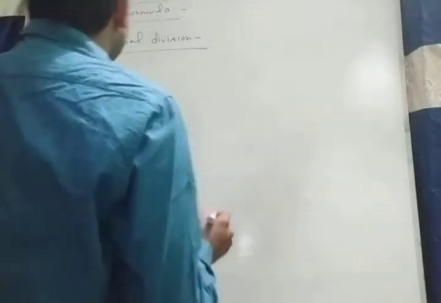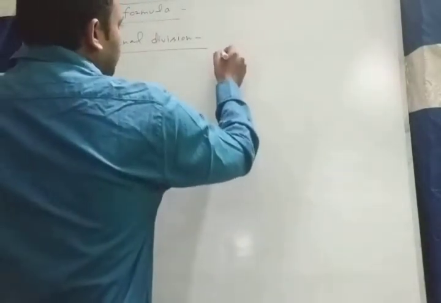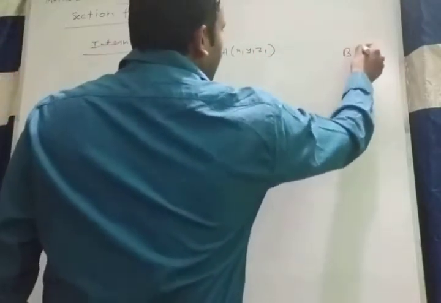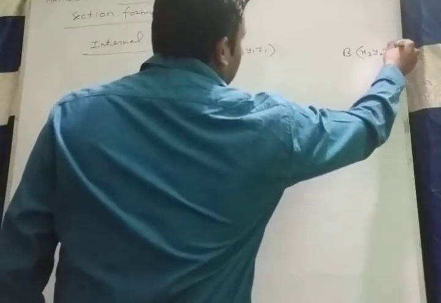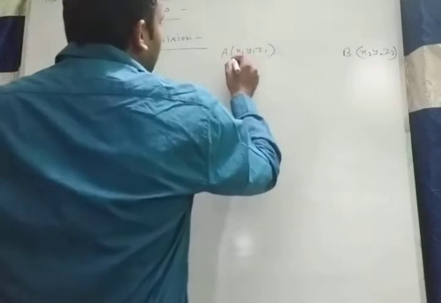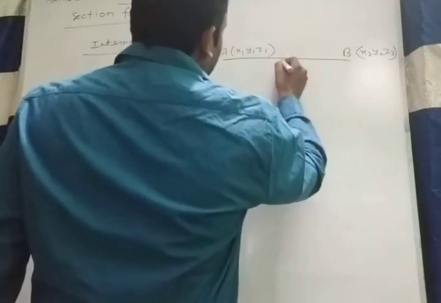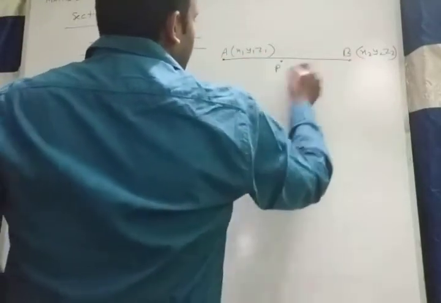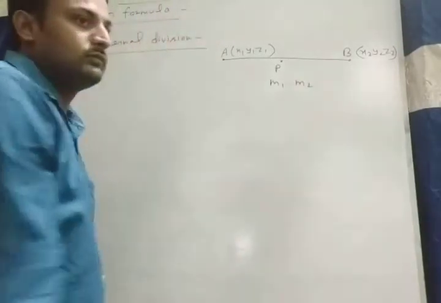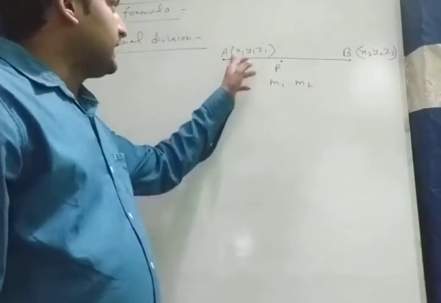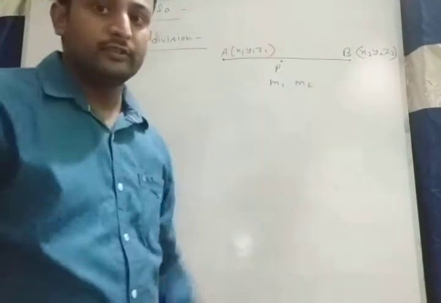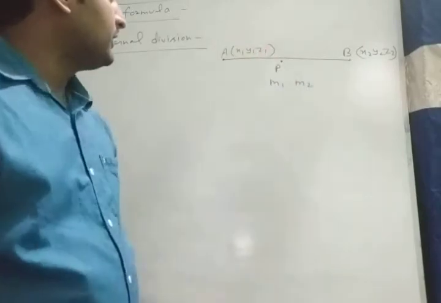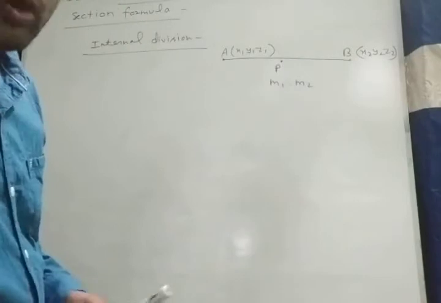In this form of section formula, we are given 2 points. Suppose the first point A has coordinates x1, y1, z1, and the second point B has coordinates x2, y2, z2. We have to find the coordinate of point P, which divides the line AB in the ratio m1 is to m2. Joining these 2 points, we draw a line AB on which we have to find the coordinate of this point, which divides the line AB in the ratio m1 is to m2. So what will be the coordinate of this point P?